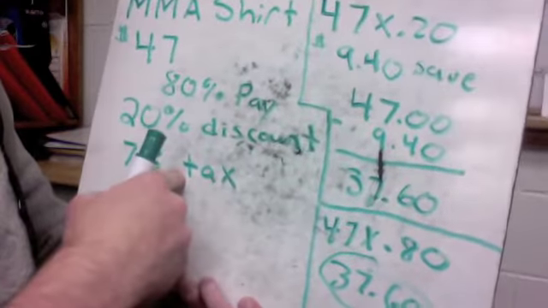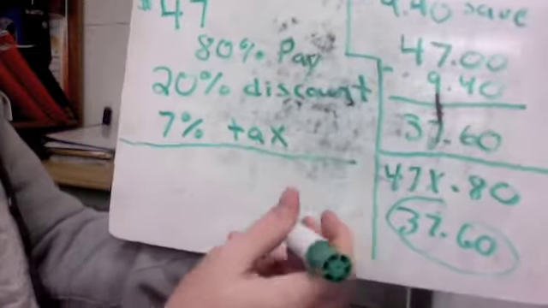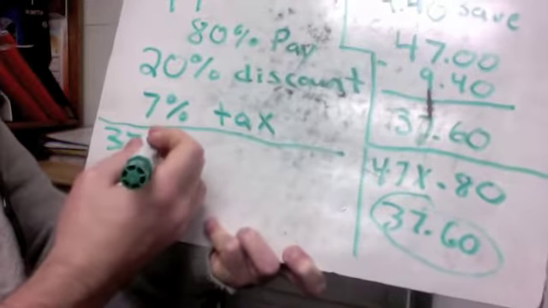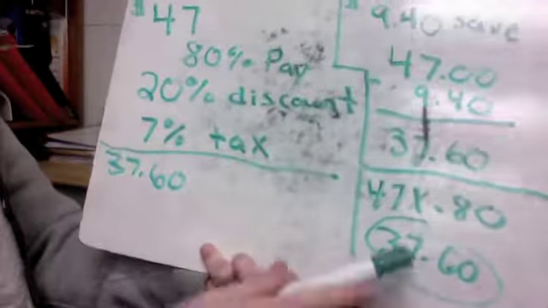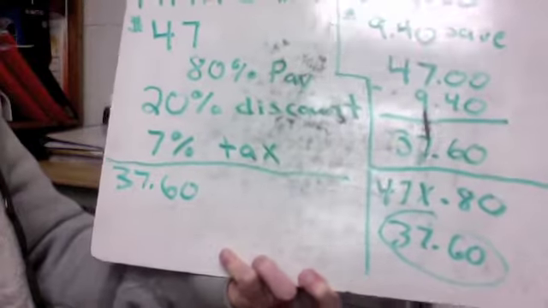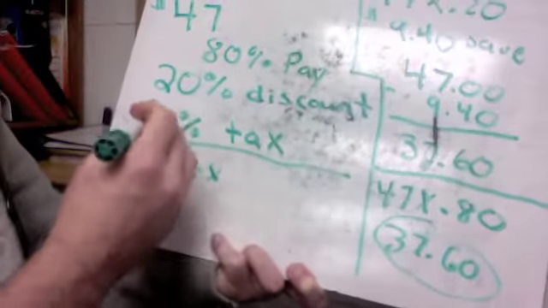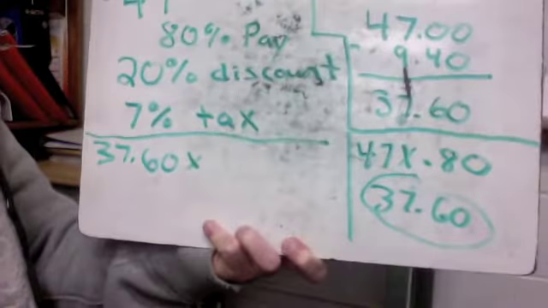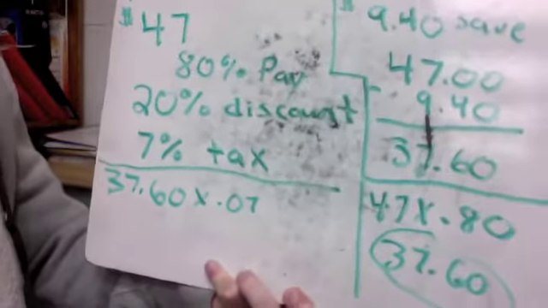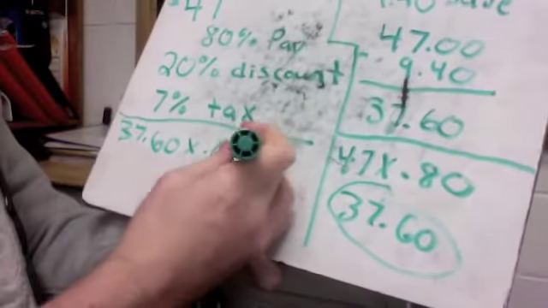Now we need to do the tax. Okay, tax we can also do a couple of different ways. I want to take that price that I'm paying. A lot of people get confused. They take the original price again. Don't do the tax off the original price if you get a discount, because then you're paying more for it. I could times this by the tax. 7% is not 0.7, that's 70%. It's 0.07.